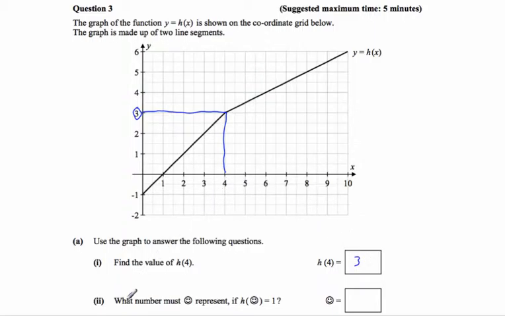Part 2 says, what number must smiley face represent if h of smiley face is 1? So the h of some value is 1. That means we're starting at the value 1 on the y-axis, going across to our graph until we hit it, and then coming down on whatever number is there, which in this case is 2. That means the h of 2 is 1. So smiley face is 2.